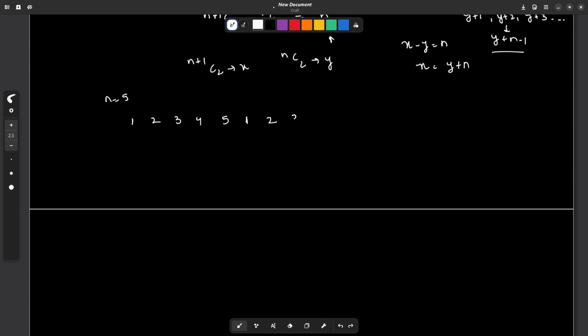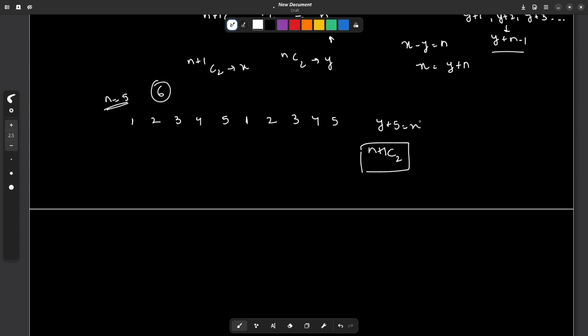Now for y plus 3 I can make it 3. For y plus 4 I can make it 4. For y plus 5, since the value of n was 5, y plus 5 is already going to be equal to x. So I can form that particular x by doing n plus 1 c2. Right. So for that I don't need to add 5 here. I can just directly take n plus 1, that is 6 unique balls.